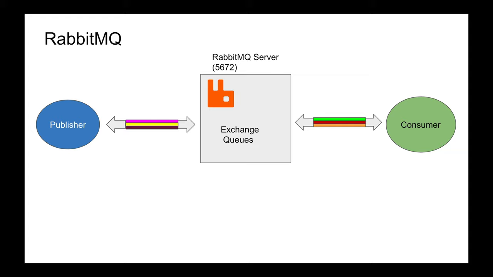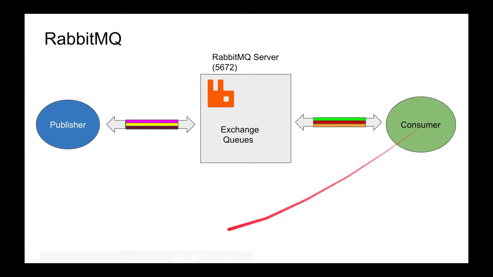So the queue works like this: you send information, it goes to the queue, and then the consumer will basically pull information from the queue. And that's where the queue is. However, this is very important: the publisher and consumer are not aware of queues.